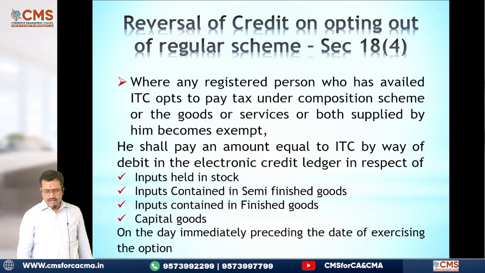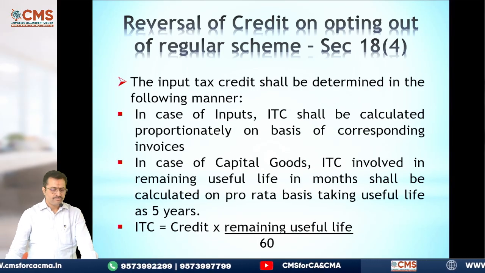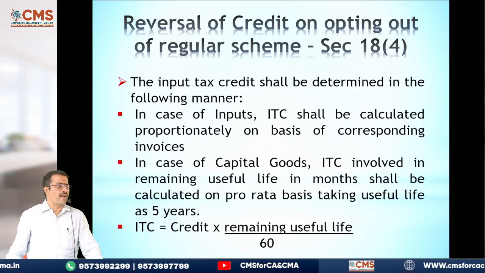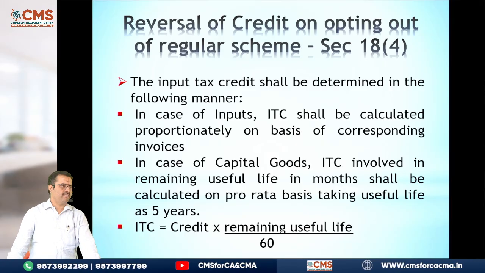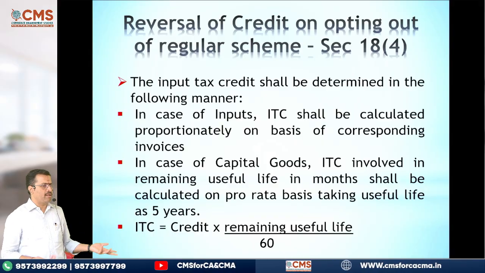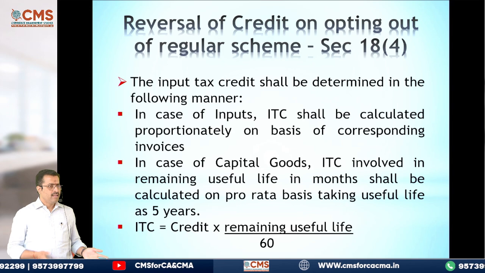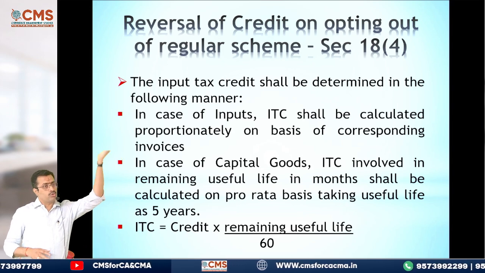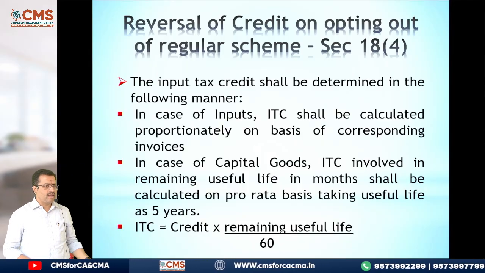Understood? Then, some more points in Section 18 subsection 4, please see. The input tax credits shall be determined in the following manner. What manner? See there. In case of inputs, ITC shall be calculated proportionately on the basis of invoice. Obviously, whatever invoices are lastly purchased, that only you can now reverse, because those which you purchased earlier, you would have already used them. So that credit will not be still lying in the ledger.